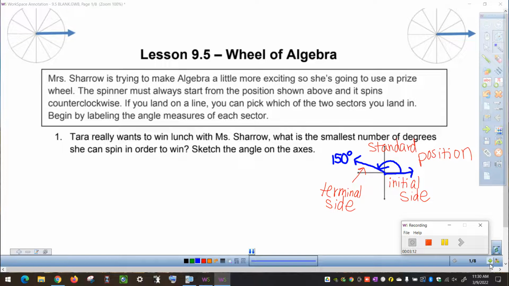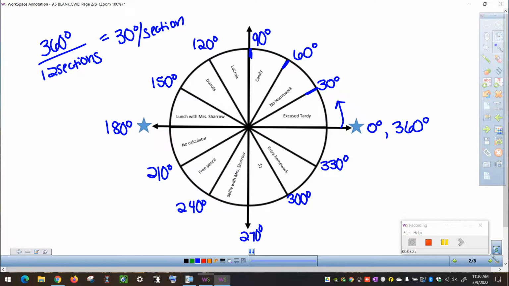So taking a look now at question 2, it says that Tara actually spun 510 degrees. And we're going to see if that was still enough to win lunch with Miss Cheryl. So if we go back over here to our spinner, we can see here, well, 510 degrees, that is greater than 360. And so that would mean that she would have had to have spun more than one time around the circle. So one full time is going to get us 360. We could keep going, as we talked about a little earlier.